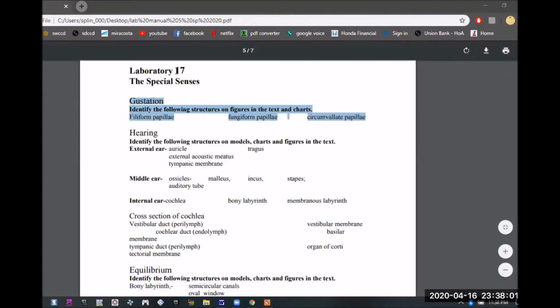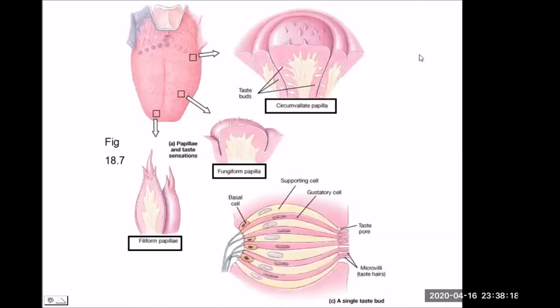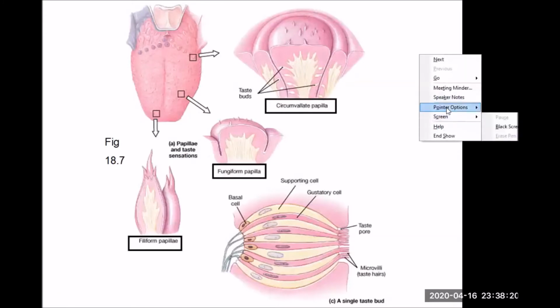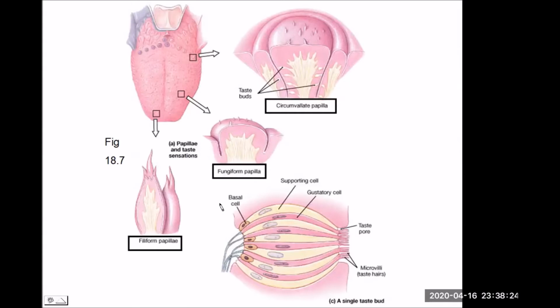We have Lab 17, the special senses. We're beginning with gustation, looking at the structure of the tongue, the various papillae. And for this section on the tongue, we're using a textbook image. So that's the figure right here, 18.7. And just taking a look here, it's all labeled.